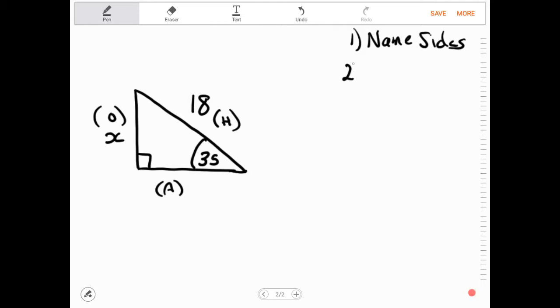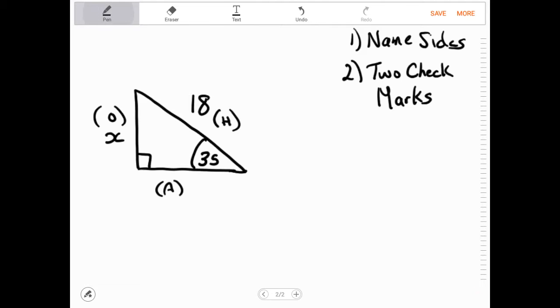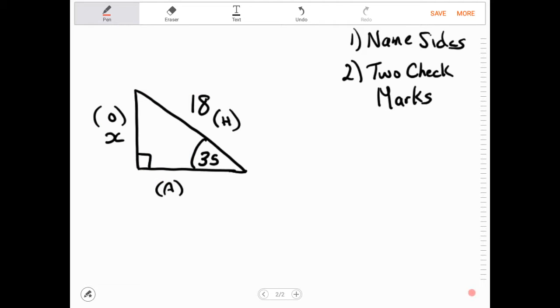Now, two check marks. For now, this step is going to help you out. You're going to put two check marks. One of the check marks is for what you're looking for. I'm just going to change this to red. So what are you looking for? You're looking for the X value.